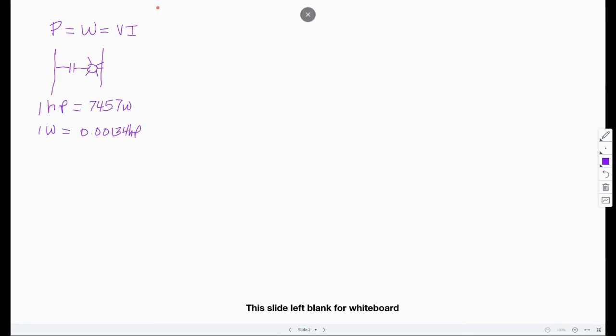Just as a side note, voltage is equal to current or amperage times resistance. So V = IR. Notice how these two look very similar to each other. Okay, so here's power, here's voltage, horsepower, and watts, and 1 watt equal to how many horsepower.